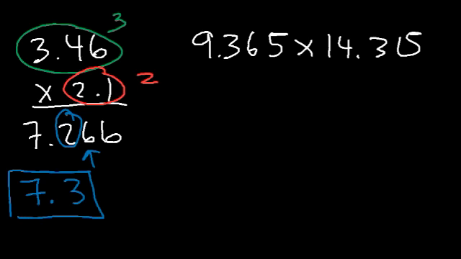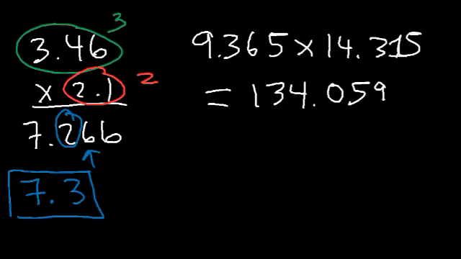Now what about multiplying the other two numbers? 9.365 times 14.315. This is a 1, by the way. So when you multiply these two numbers, you should get 134.05997. You always want to get the exact answer at first.